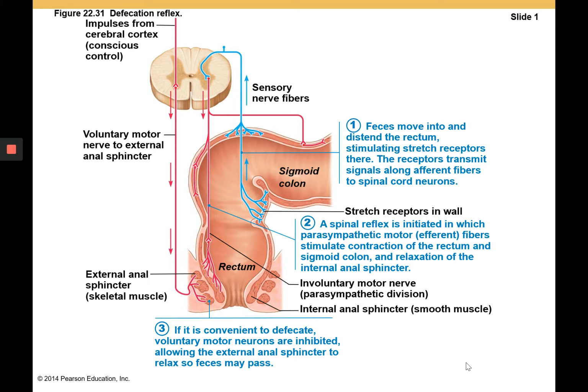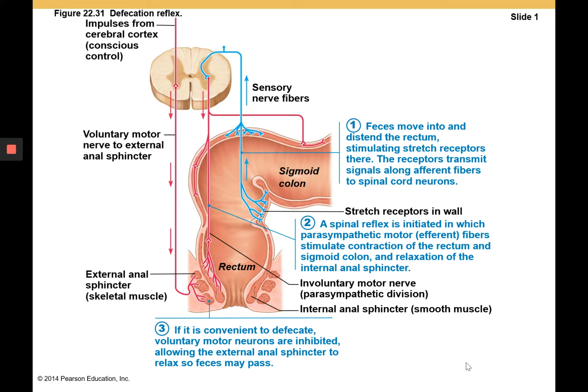The stimulus of stretch is sent along an afferent neuron to the central nervous system. The central nervous system is going to use the spinal cord as its integrator, and we will send the signal from an input neuron to an output neuron, which is motor or efferent, and that signal will then go to the internal anal sphincter and cause its relaxation.